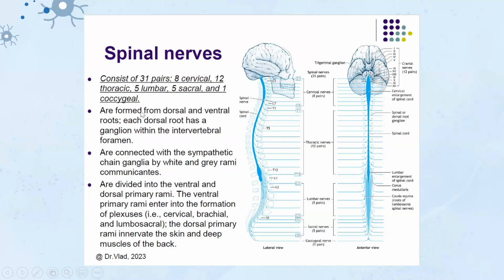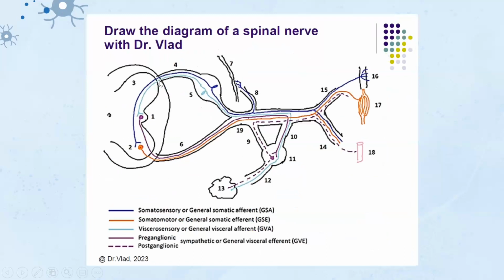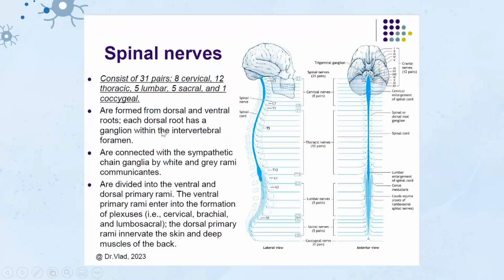These nerves are formed from the dorsal and ventral roots. Each dorsal root has a ganglion within the intervertebral foramen. So this is the spinal cord. We said this is the dorsal horn, this is the anterior horn, this is the lateral horn. So this should be the ventral root, and this should be the dorsal root. This is what they're referring to here.